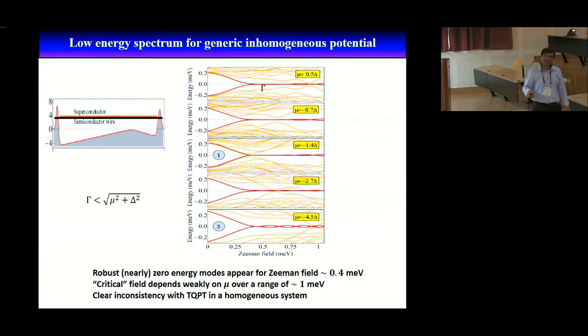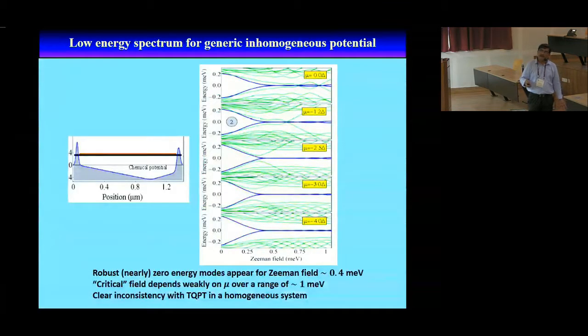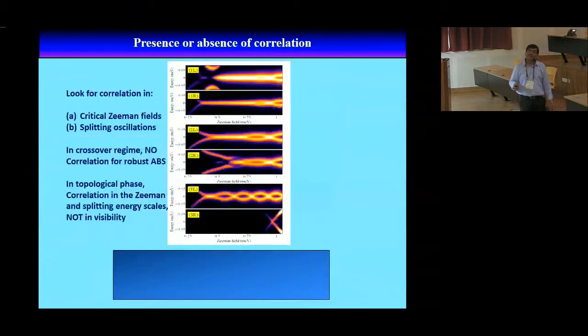So there is clearly a non-topological case. The topological condition, where the Zeeman field should be greater, is not satisfied. So you have these robust low energy unreal bound states. This is for the other asymmetric potential. Now look at these calculated data. You are looking at the correlation at the critical Zeeman field where the zero bias peak appears on the right lead and the left lead.